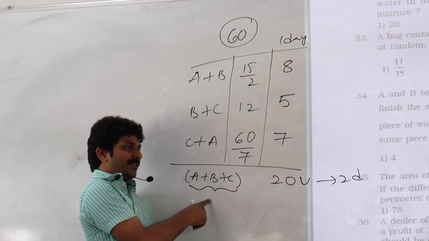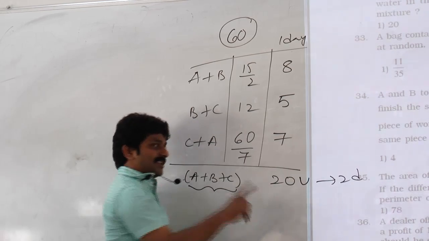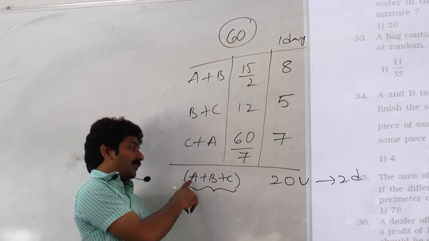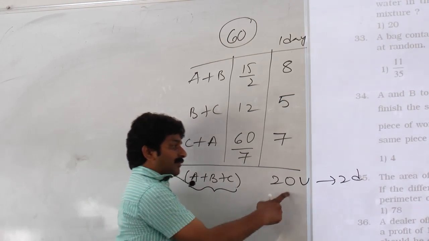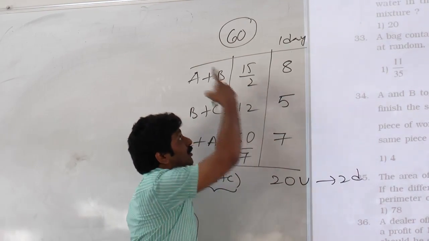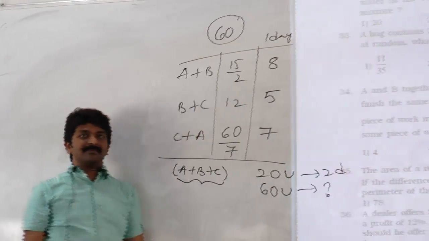This is efficiency. Working with 2 times of efficiency, they can complete 20 units in 1 day. But you're asked about only A plus B plus C. So A plus B plus C can complete 20 units in how many days? 2 days. Total work is 60. To complete 60 units, how many days are required? 6 days.